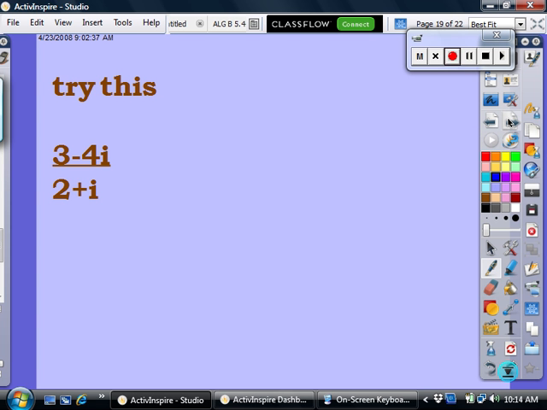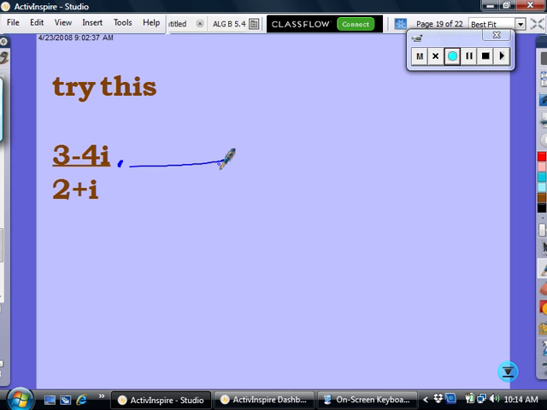All right, try this one. Rationalize. I've got an I in the denominator, so I've got to get rid of that. What do you suggest we rationalize with? Yes, the conjugate of the denominator.